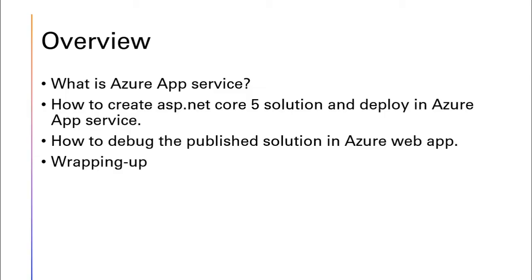Let me give you an overview of this video. We will be covering what Azure App Service is. I'll not go into much detail, but I'll give you high-level information about Azure App Service. Then I will create an ASP.NET Core 5 solution and deploy it in Azure App Service. And then we will debug the published solution, which is already deployed in Azure Web App. Finally, we will do a wrap-up. Here I'm showing this demo using ASP.NET Core 5, but the process is similar for ASP.NET Framework as well as for other versions of .NET Core.